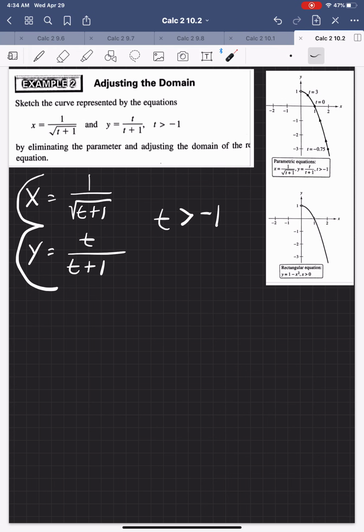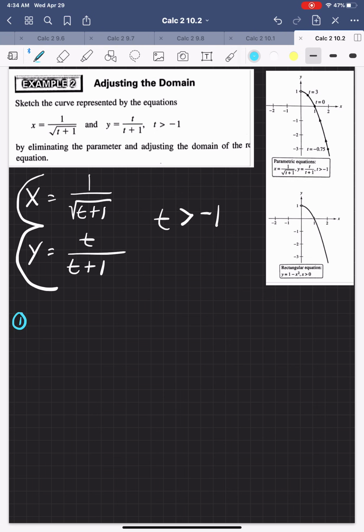So let's do that. Let's start with that process. At this point, it's your job to pick either one of these equations and solve for t. I'm going to pick the x equation because there's only one t variable in the x equation. Ready? So let's eliminate the parameter. I'll give you some steps.